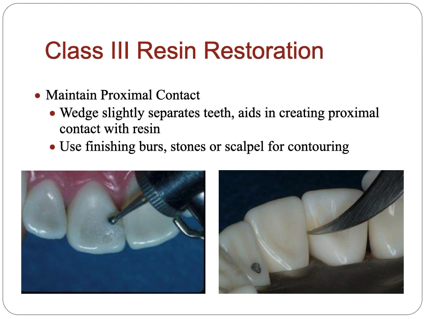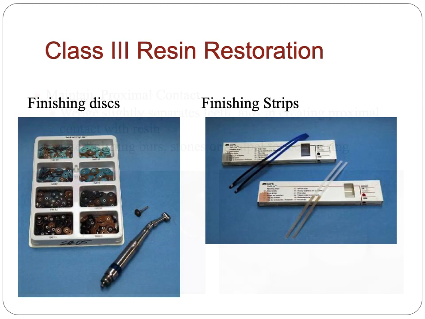We should maintain the proximal contacts, which slightly separate the teeth, aid in creating proximal contact with resin, and usually we use finishing burs, stones, or scalpel for recontouring of the proximal area. So your proximal area should have the right contour. It should not be concave or convex with excessive composite restoration, and you can use all kinds of finishing burs and scalpels to have the right contour. And those are the finishing discs and finishing strips. You will use them in the lab. We have different types.